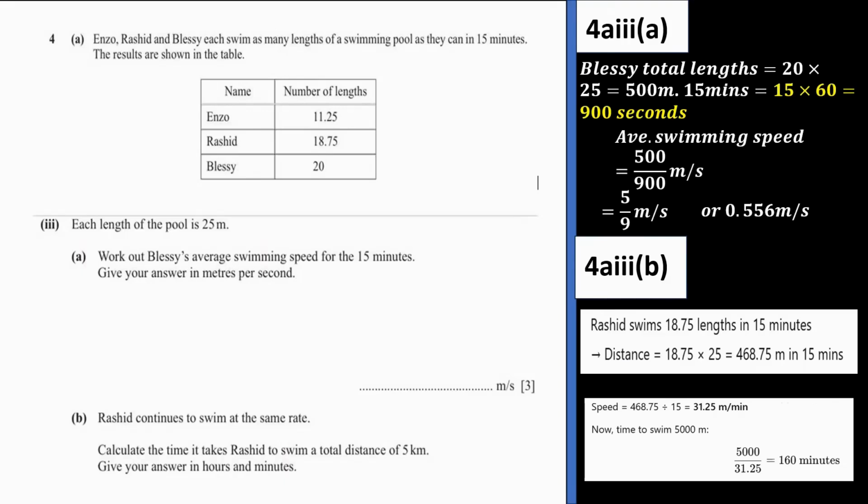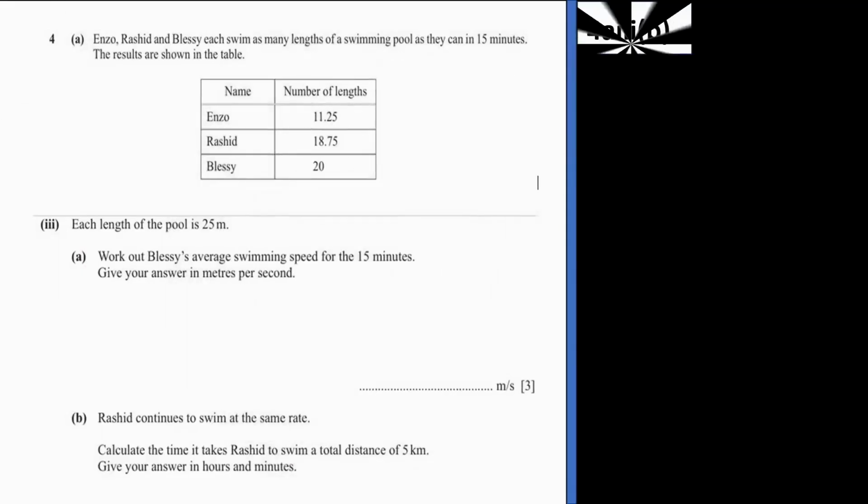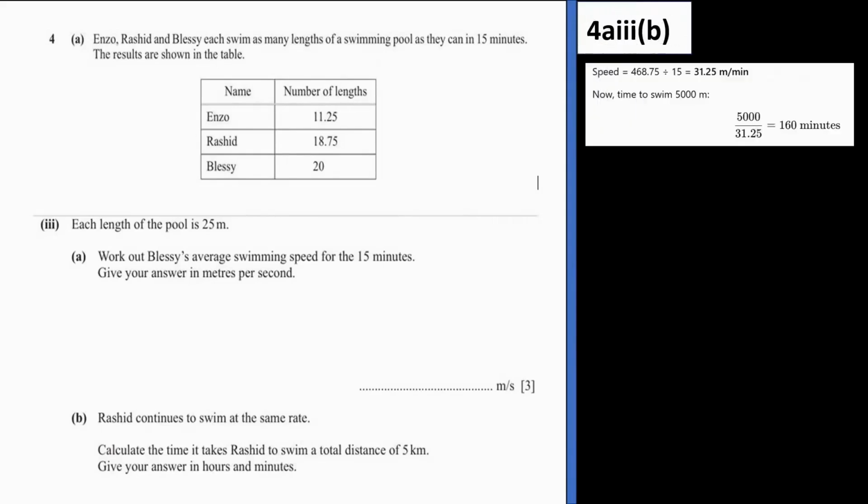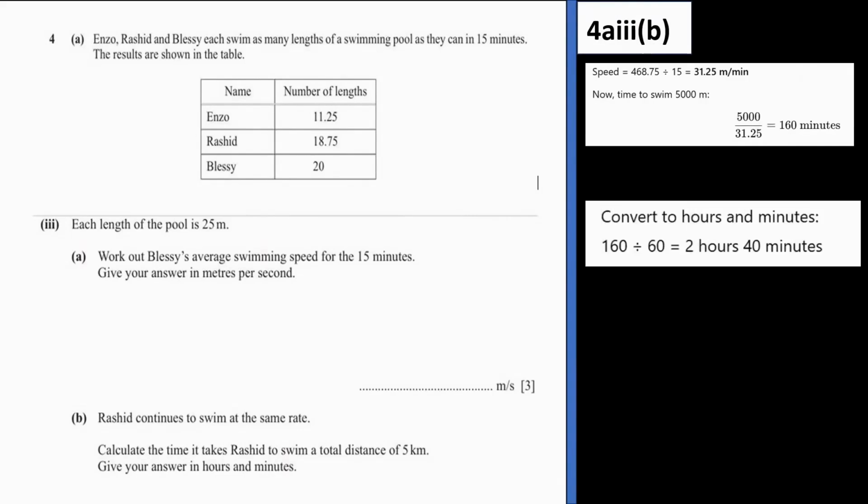We are asked to give our answer in hours and minutes. So what do we do to get this answer in hours and minutes? We are going to convert this 160 minutes to hours. We divide this by 60 to convert it. Remember, you can get 120 out of 160, and you have a remainder of 40, so it's going to give us 2 hours 40 minutes. So that takes care of that question. We now conclude here that Rashid's time is 2 hours 40 minutes.